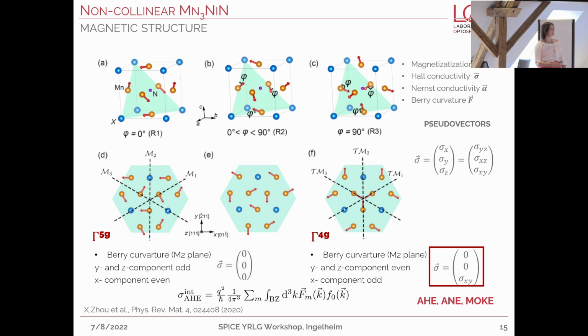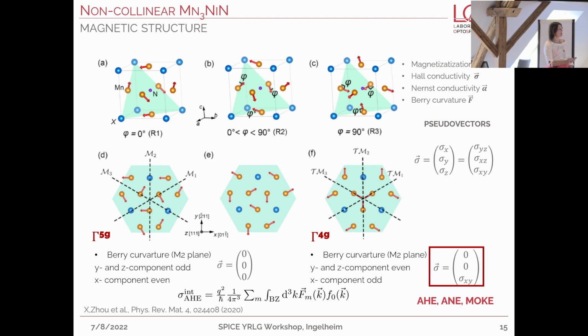Basically, these are the types of structures that you can have in this material. This is what we call gamma 5G. This is what we call gamma 4G. And they differ in terms of the angle between the cube diagonal and the magnetic moments. In one case, where this angle is 0, this is gamma 5G. And in the other, where this is 90 degrees, this is gamma 4G. If you just look at the symmetry, and I don't have the chance to go into too much detail, but you can check it in this publication.